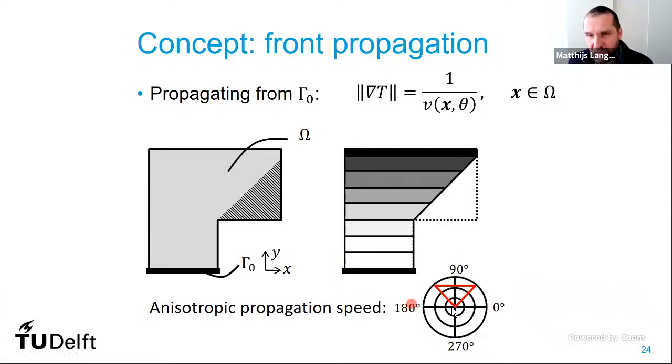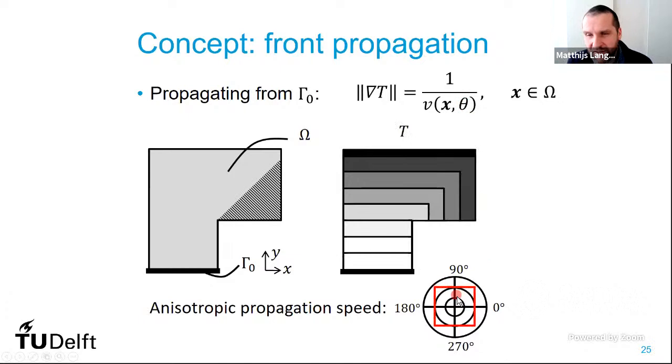But for numerical reasons, this is not a very nice velocity field to work with, because you get here velocities that are zero, which from this term you can see could be problematic. So instead of doing this, we chose to take a rectangular or square velocity profile.